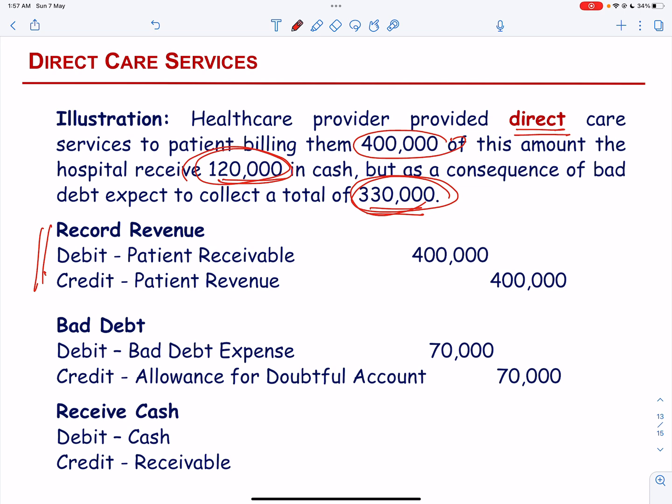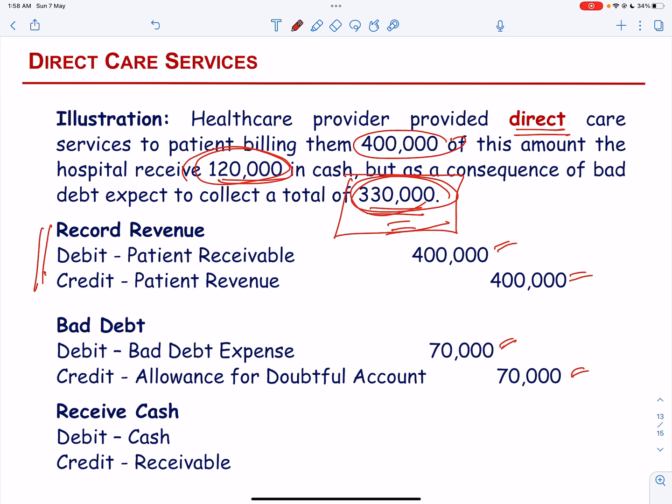So the first general entry will be to record the revenue. So we debit the patient receivable and credit patient revenue. But then we think we are going to receive only 330,000. So we are going to have bad debts, and bad debts are going to be for 70,000, and allowance for doubtful account is 70,000. Now, someone may argue that why don't we just debit receivable by 330,000 and credit revenue by 330,000?